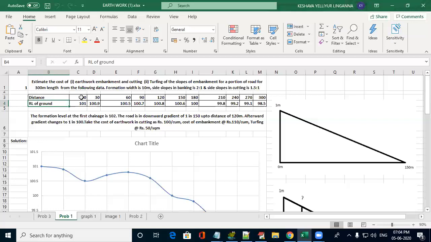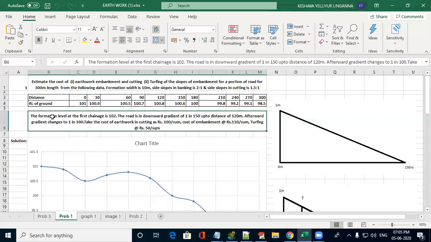Okay. They have got the RL like this. At 0 meter, the RL of the ground level is 101 meter. At 30 meter, 100.9. Like this, at each and every point, they have got this RL. They got the RL only at every 30-meter interval. Don't know, however, what is in between this 0 and 30 or 30 and 60. We don't have any values. Okay, let us continue with the question.